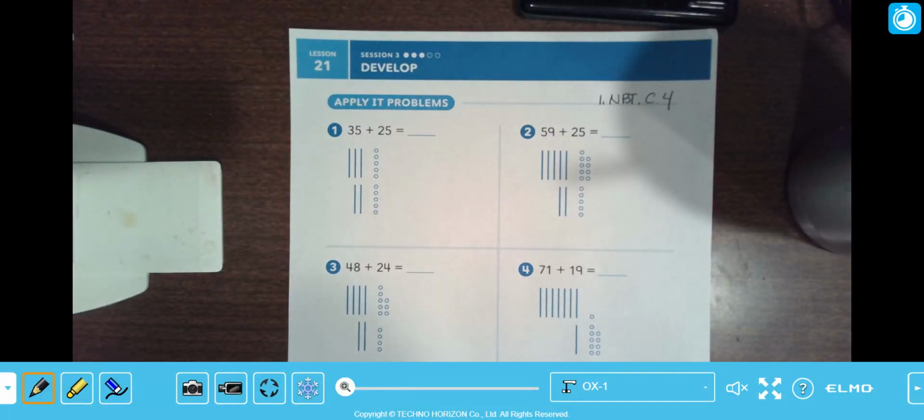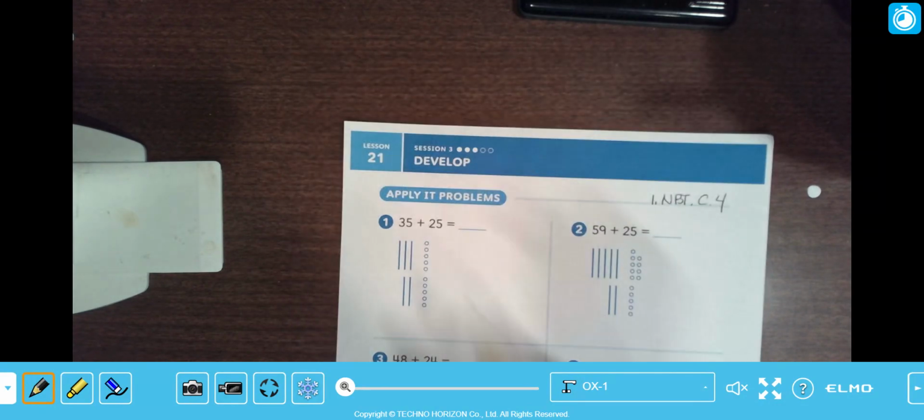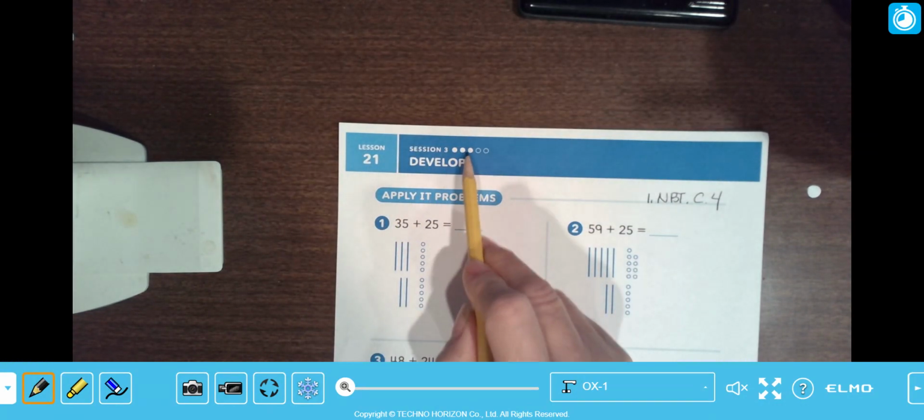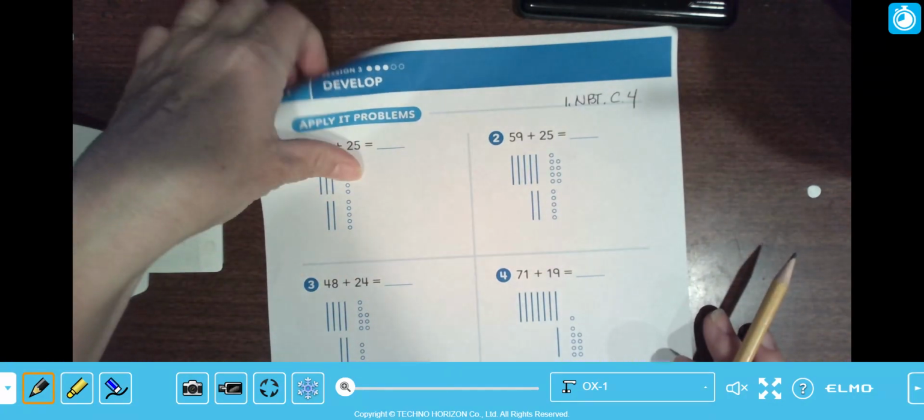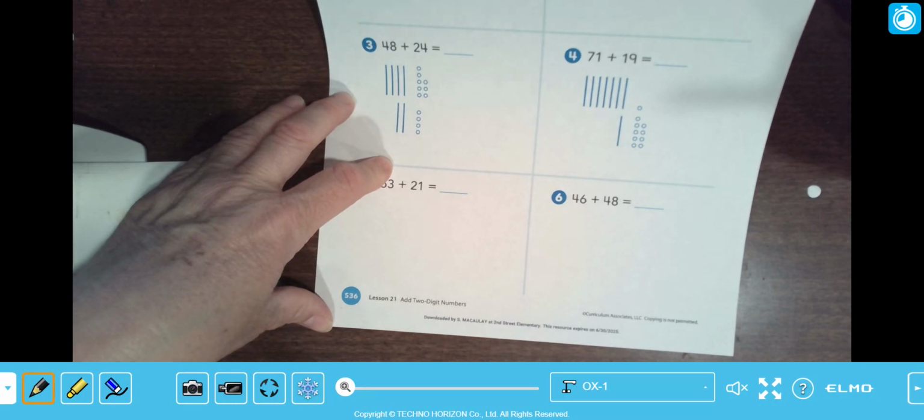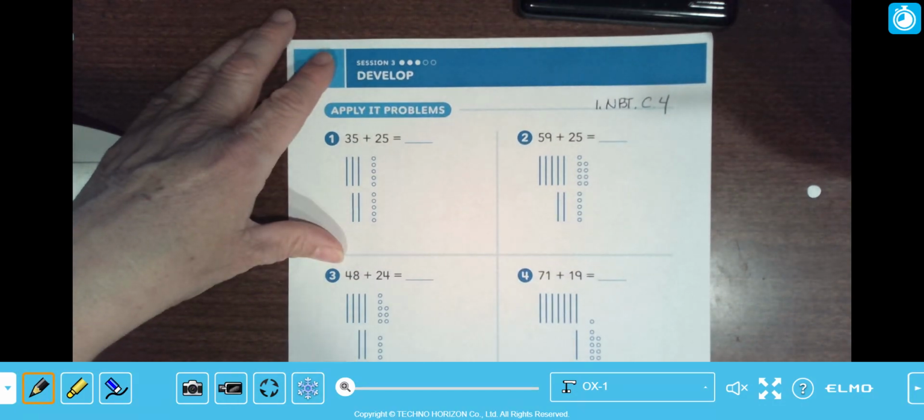Hello, this is Miss McCauley, and today we're going to go over Lesson 21, Session 3, Develop, page 536. This is on the iReady math program for first grade. Okay, and this lesson is called Add Two-Digit Numbers.